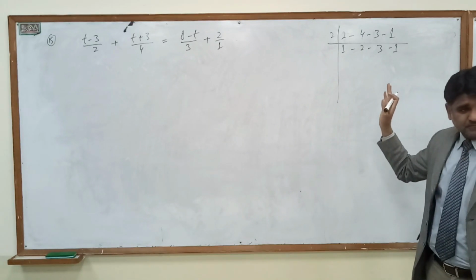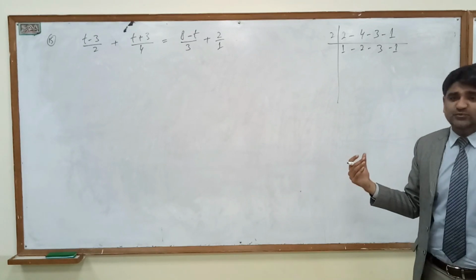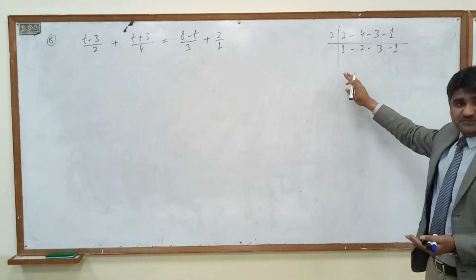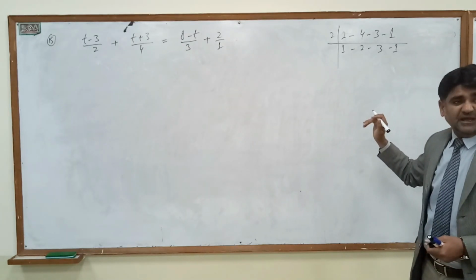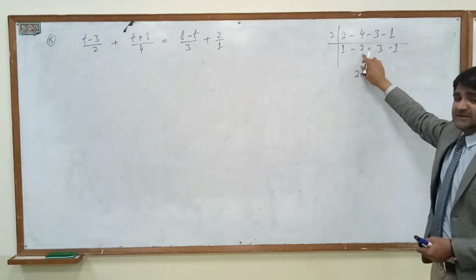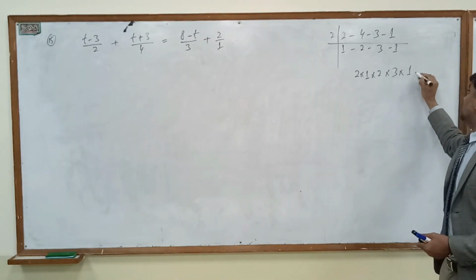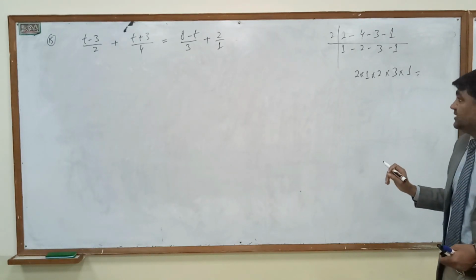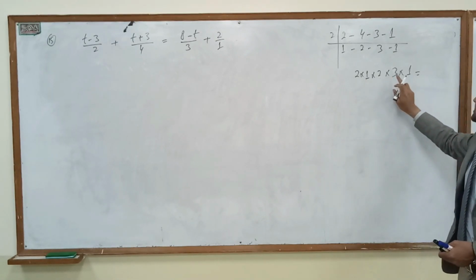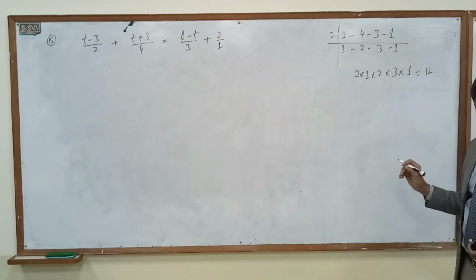So, do we have 4? Maximum can be 3, and we have only one value, that is 3. We can't proceed further. We can simply multiply these expressions and find the LCM. So 2 multiplied by 1 multiplied by 2 multiplied by 3 multiplied by 1 multiplied by 1. 2 times 1 is 2, 2 times 2 is 4, 4 times 3 is 12, 12 times 1 is 12. 12 is the LCM.